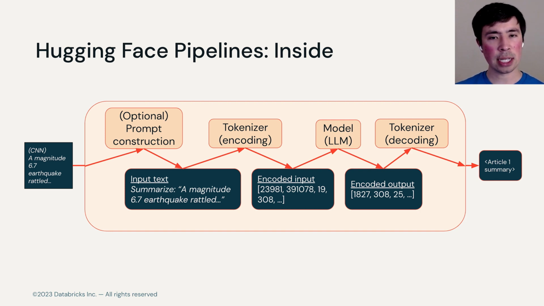That'll then go through a tokenizer, which will encode the text as numbers, which is what our model, the LLM, will expect. The model outputs an encoded summary, and the tokenizer, the same tokenizer, decodes that summary. I'll also note that this slide glosses over a bit potential pre- and post-processing, which might happen in the pipeline, but it gives the key components.